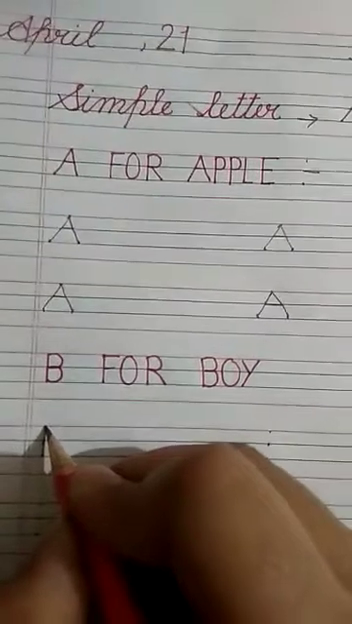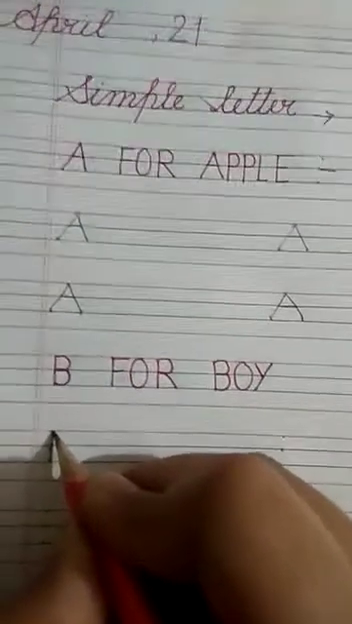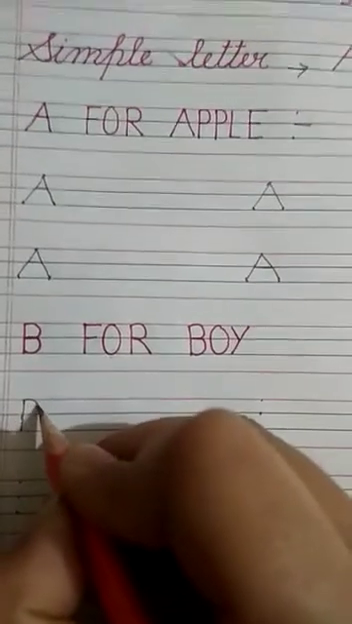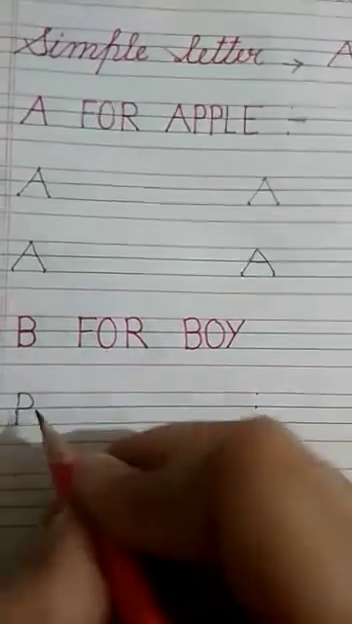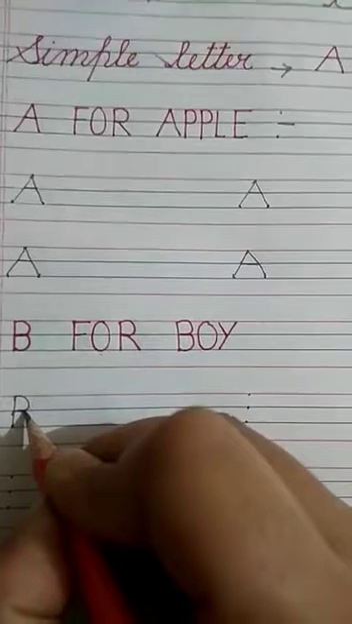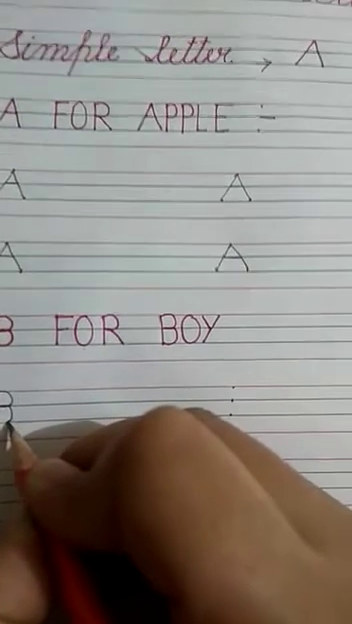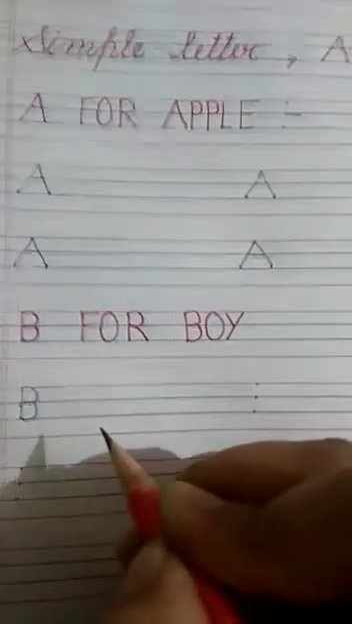Go to the top point. Okay. Make the first semicircle like this. First semicircle and touch the center point, second line, like this. Go again. Make the second semicircle. Move back like this, round turn, touch the third line. Okay, B for boy. Write it again.